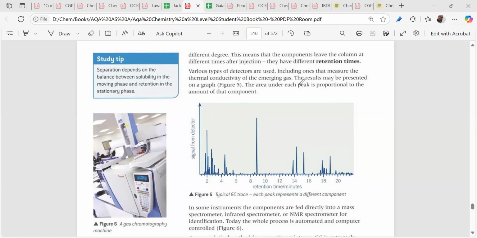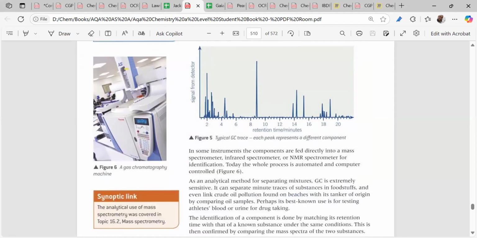So we can easily find out the type of the solute precisely by adding a mass spectrometer or an infrared spectrometer or an NMR spectrometer, right? And the most important thing is that this whole process is automated, right? Fine. So that is gas chromatography.